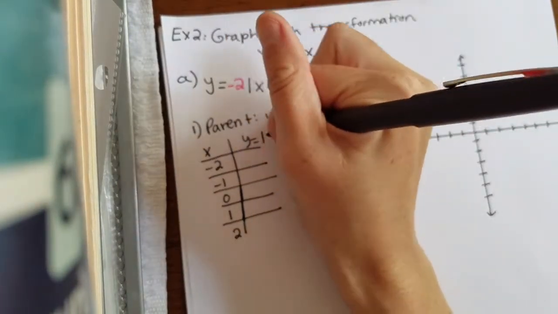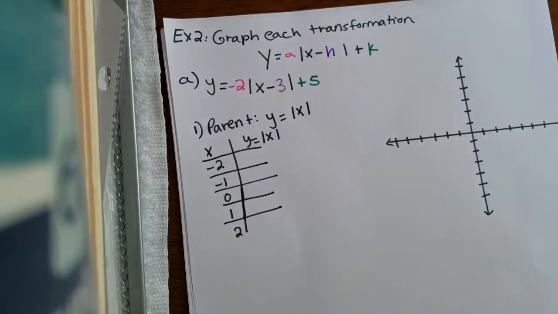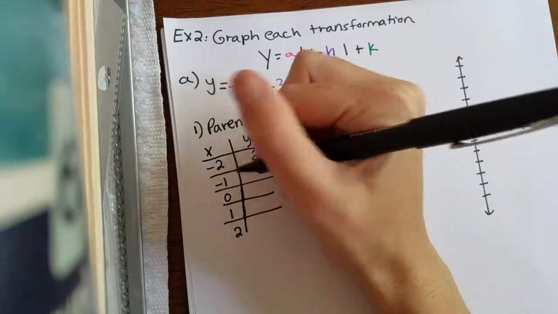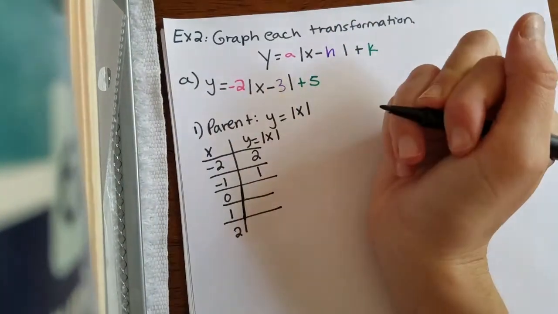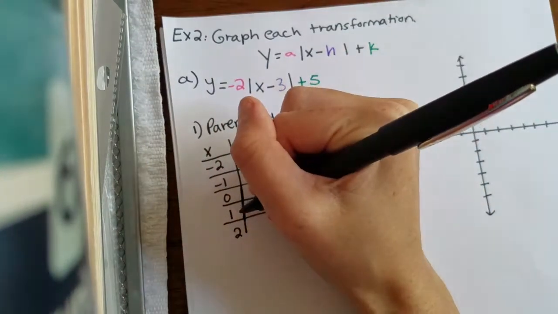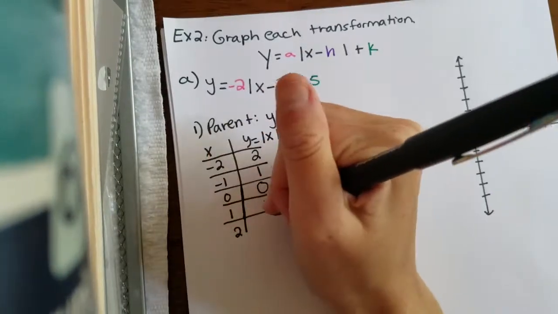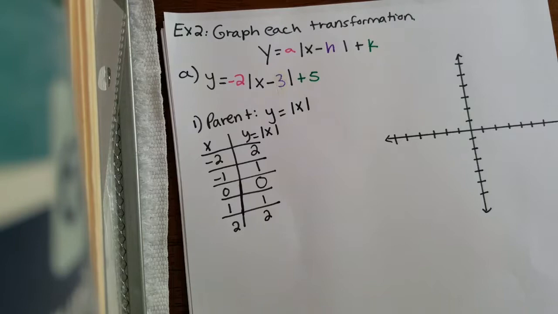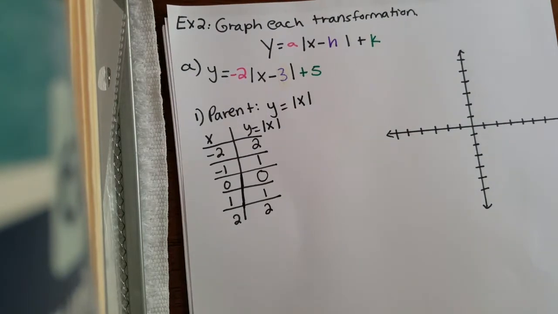And all we're going to do is take the absolute value of all of our x's. So the absolute value of -2 is a +2. The absolute value of -1 is a +1. The absolute value of 0 is in fact 0. The absolute value of 1 is a 1, and the absolute value of 2 is a 2. So those are always the x and y values we're going to be using when we plot our parent graph.